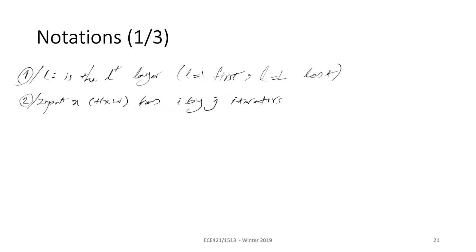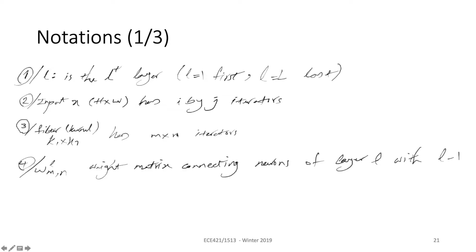And input has I and J iterations. So this is I and J. And in your filter kernels, in the case of 2D filter, you have K1 and K2. You could have a third dimension for your filter as well. And W of L is going to represent a weight matrix connecting the neurons of layer L with its previous layer, L minus 1. And B of L is the bias unit of layer L. Normally, we put it on top or on the bottom of the layer. Okay.